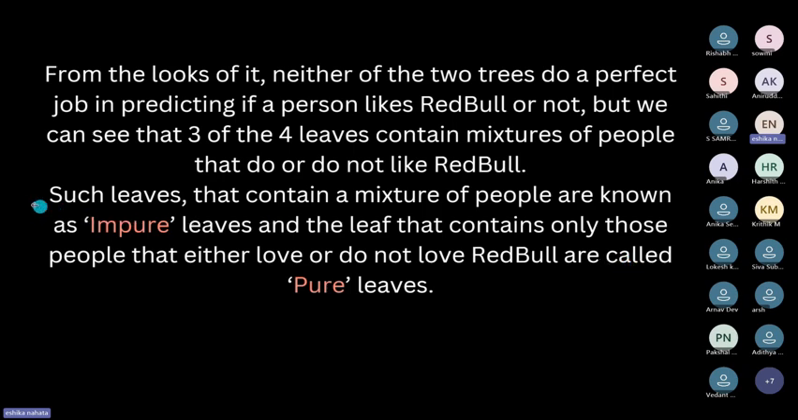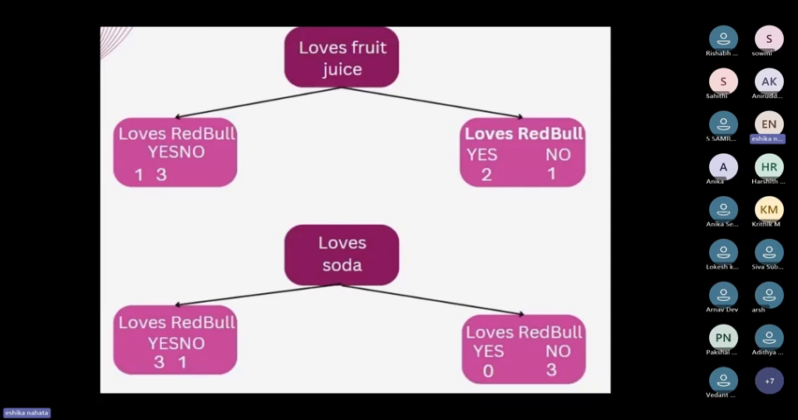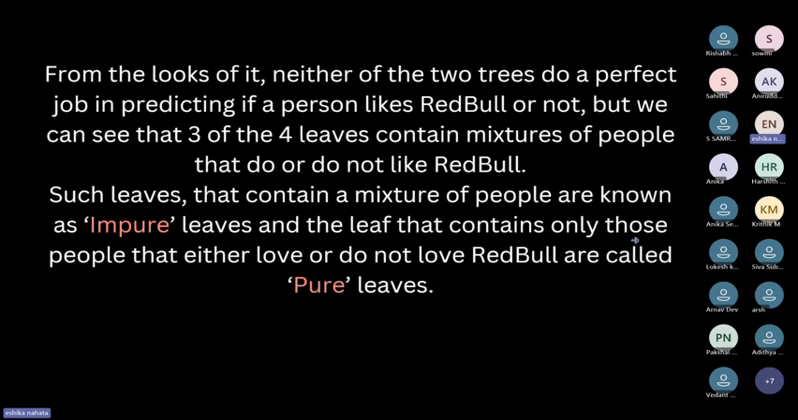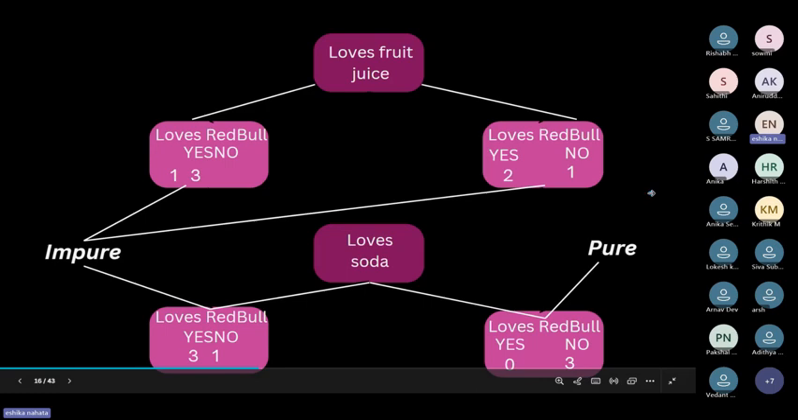You can see over here, probably the first thing you would notice is there's just one leaf node over here that does the perfect job of predicting whether someone likes Red Bull or not. That's because you have 0 people being classified into not liking soda and then liking Red Bull. And that seems intuitive as well. But the other ones are not giving us a definitive answer. The ones that don't give us a definitive answer are called impure leaves, and the one that does is called a pure leaf. So these three are impure, and this one over here is the only pure leaf node.